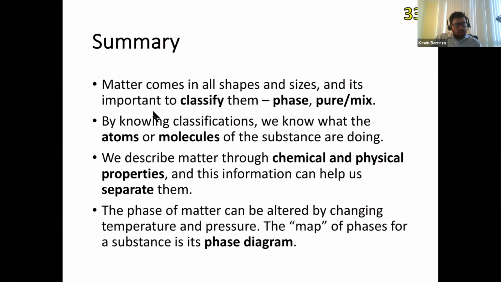So what should we know? Matter comes in all shapes and sizes, and it's important to classify them in the different ways we've talked about. We should be able to predict what the atoms or molecules are doing based off of our classifications, or how they look, for example. And we describe matter through chemical and physical properties, and this information helps us separate them by knowing that, oh, ethanol boils at low temperature, water boils at high temperature. Oh, I can separate by distillation.